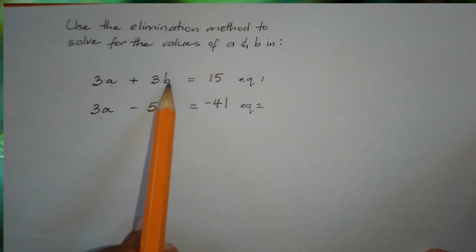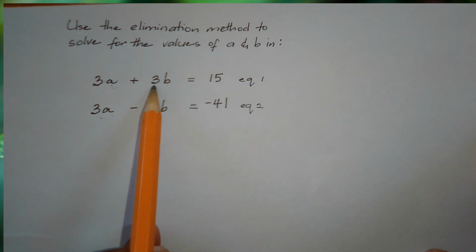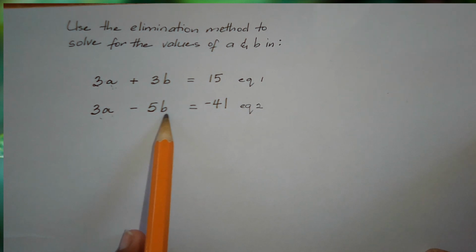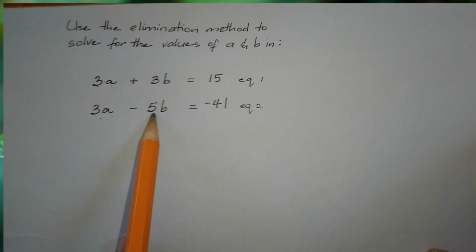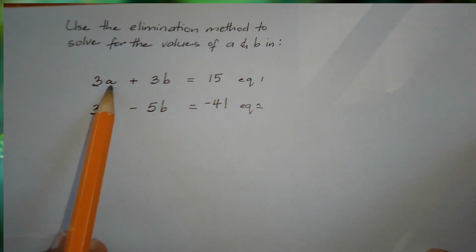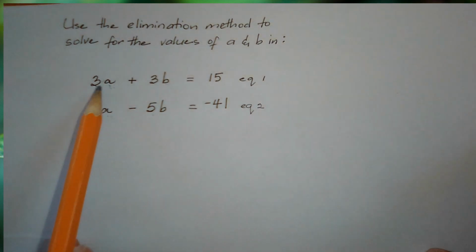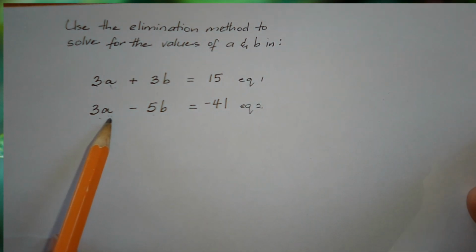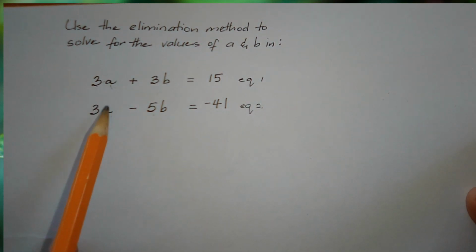Look at b in equation 1. It has a 3 in front of it. Look at b in equation 2. It has a 5 in front of it. 3 and 5 are not the same, so it's a little difficult to eliminate. So looking at the variable that has the same number in front of it, that variable is easier to eliminate. So we're going to eliminate a.